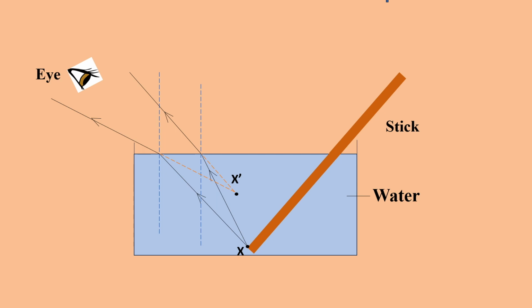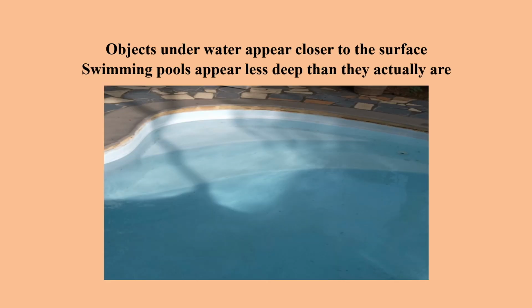Similarly, we can determine the positions of other points on the stick. And you can see that all these points appear closer to the surface of the water. So for the observer, the stick appears bent. Due to refraction, objects underwater appear closer to the surface. An example would be how swimming pools appear less deep than they actually are.